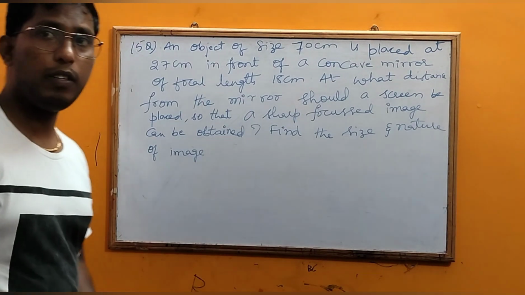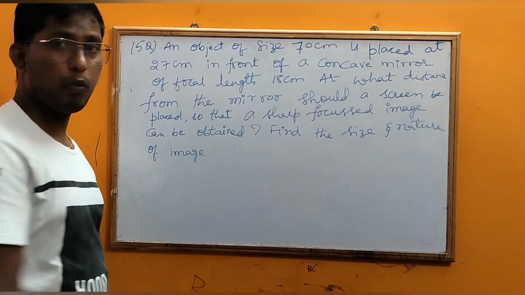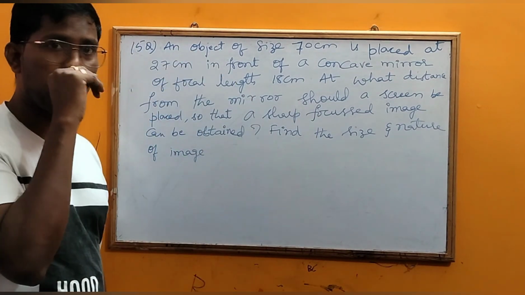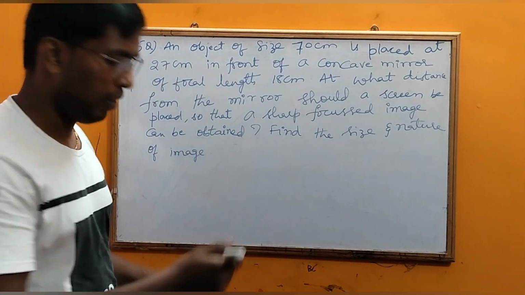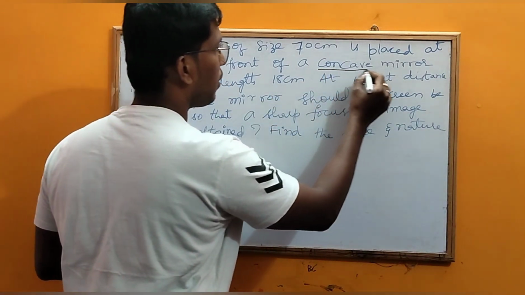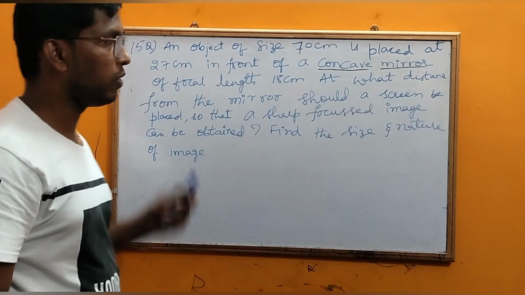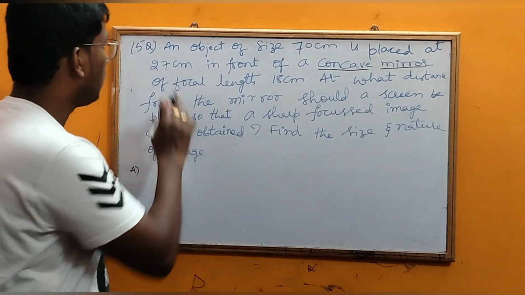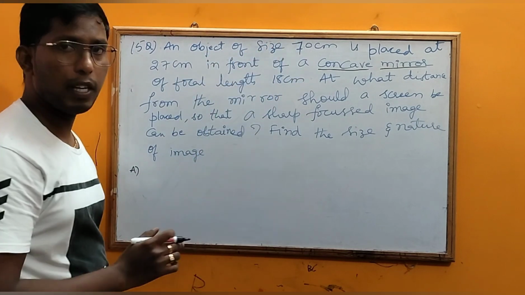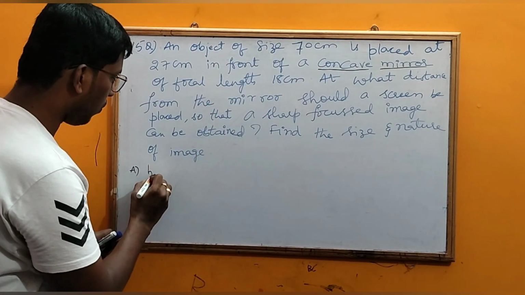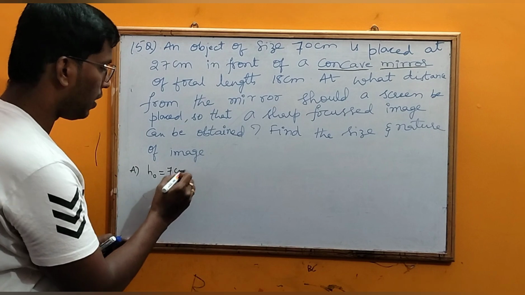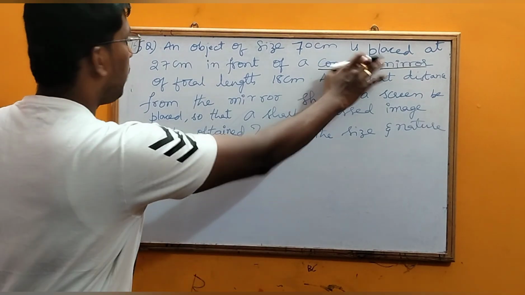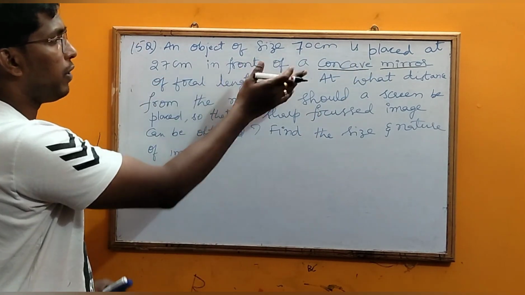Next question, 15th question. Very big question. It is similar to the previous problem, but only the mirror is different. Here it is given a concave mirror. The previous one was convex. So let me write the given values first. An object of size 7 centimeter. What does it mean? Height of object 7 centimeter is given, is placed at 27 centimeter in front of a concave mirror.